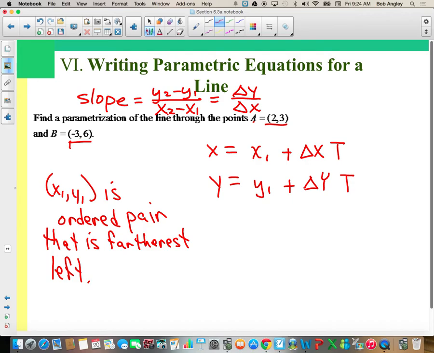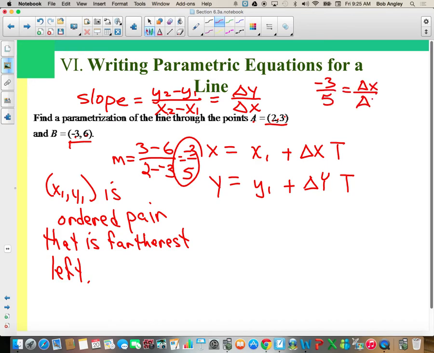Okay, so right here, this point has an x coordinate of 2. This is -3. That one's farther right. So if I do the slope, I'm going to go 3 minus 6, and then I'm going to go 2 minus a minus 3. So I'm going to get -3 over 5. Now I'm running into where I had that other stuff, so right here, I want to write -3 over 5, and I want to write delta x over delta y.